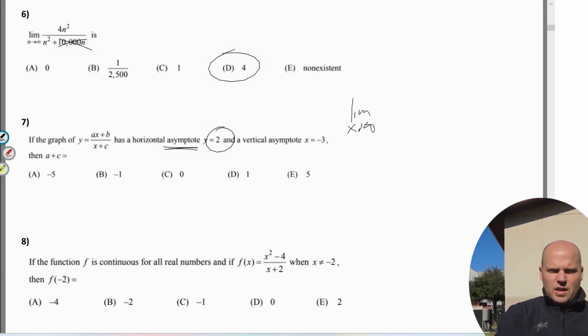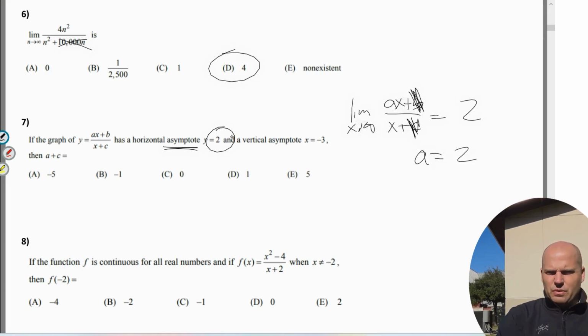Well, if I plug in infinity into this, I should get 2. Well, if I plug in infinity, I don't care about that and that. I get that A has to equal 2.